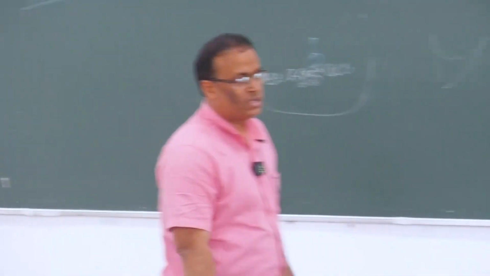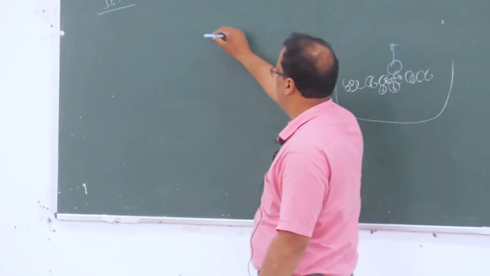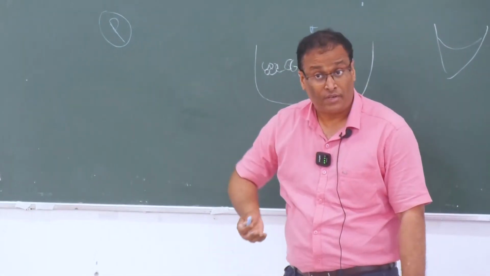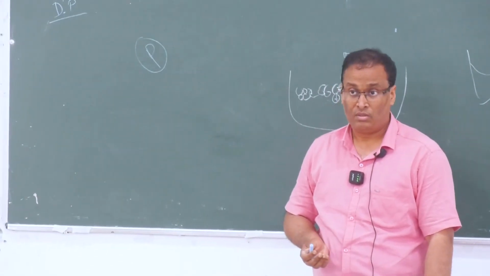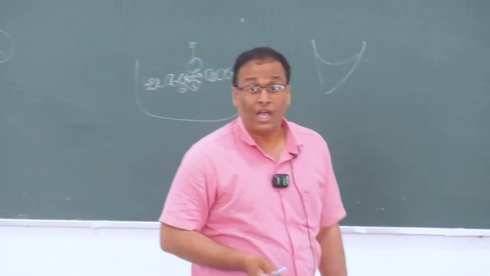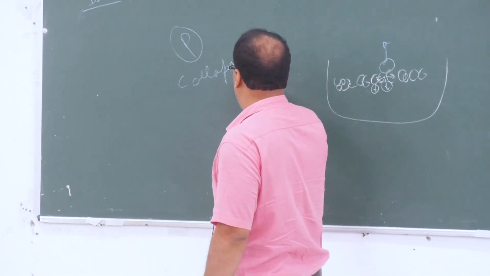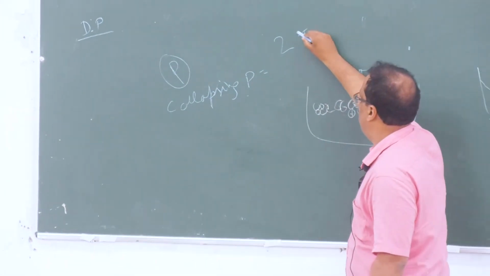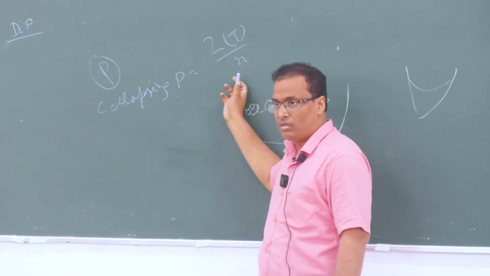Now what is the relation of surface tension, pressure and radius? This P is not alveolar pressure, it is collapsing pressure of the alveoli. This is called collapsing pressure. Learn it well. P equals T by R, where T means surface tension and R is the radius.